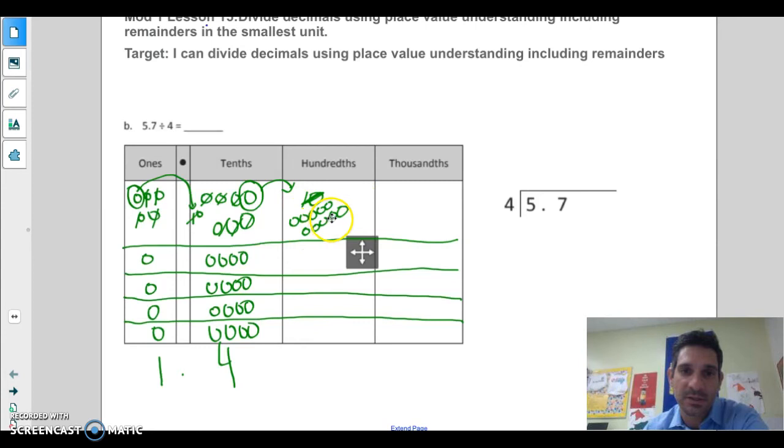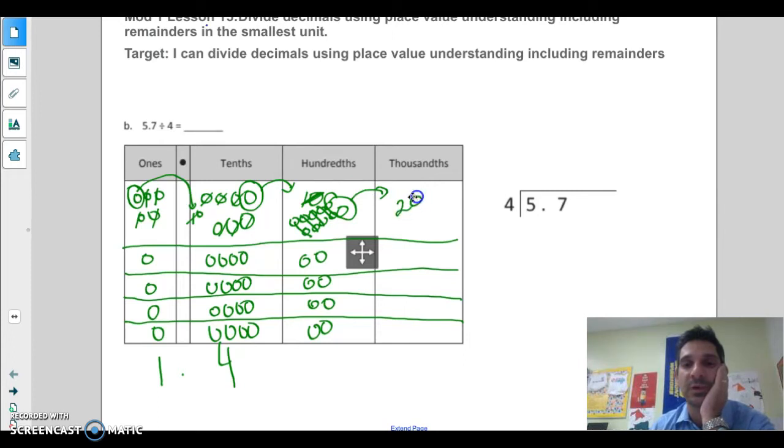So 4 goes into 10 2 times, so 1, 2, 1, 2, 1, 2, 1, 2. So that's 2 left over. Now I have 2 hundredths left over. That is equivalent to how many thousandths? 20. So I'm going to put 20 there. 4 goes into 20 5 times. So now, because I'm not going to do 5 circles, I'm just going to put a 5 here. So then that crosses them all out. So your answer is 1.425.